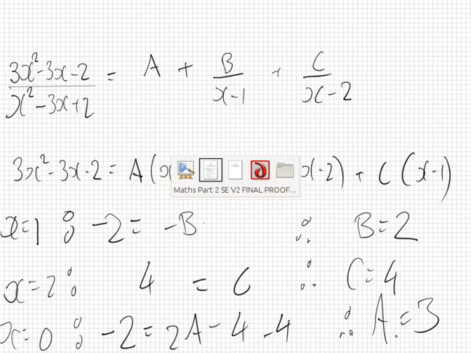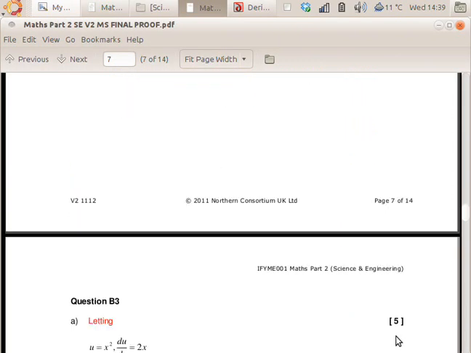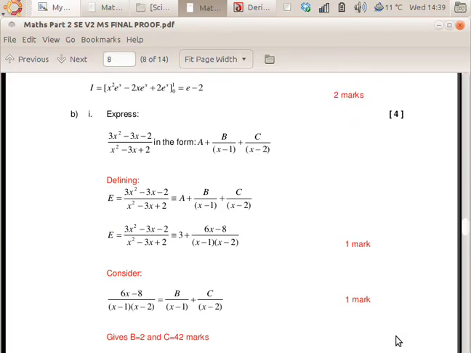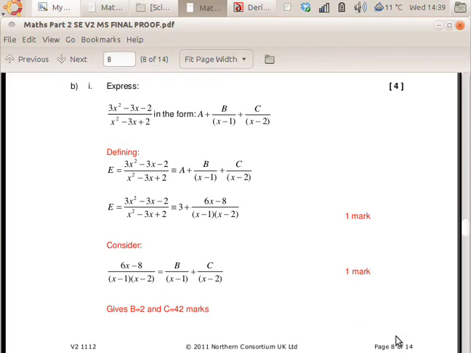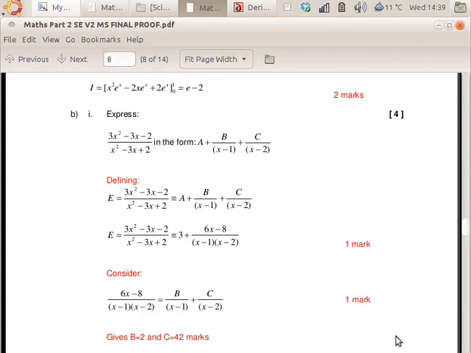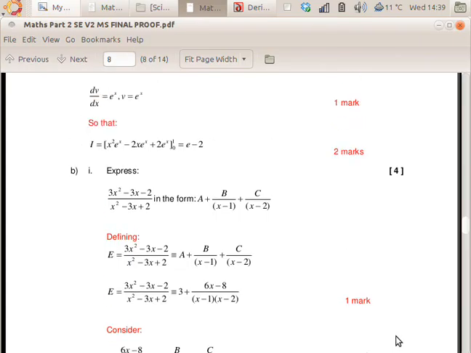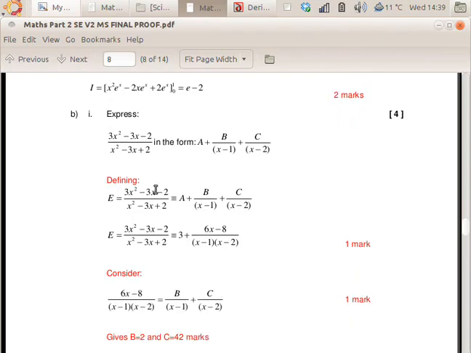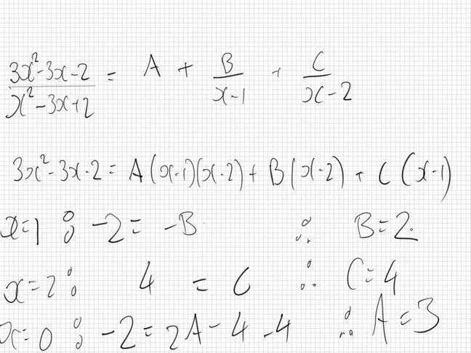Let's check if that's right before I go ahead. Where's my answers? Oh, there it is. The A is 3. Where's their B and C? Oh, that's 2 marks. That should be over here. 2 and 4. Yeah. 2 and 4 and 3.